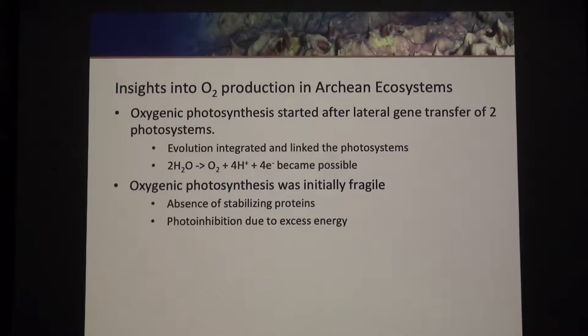I'm proposing that oxygenic photosynthesis initially was very fragile. A lot of the genes that stabilize the photosystems in the membrane are not present in other photosynthetic organisms. They're part of that process of integrating these laterally exchanged genes into the organism. I also think that photoinhibition was likely a big problem.